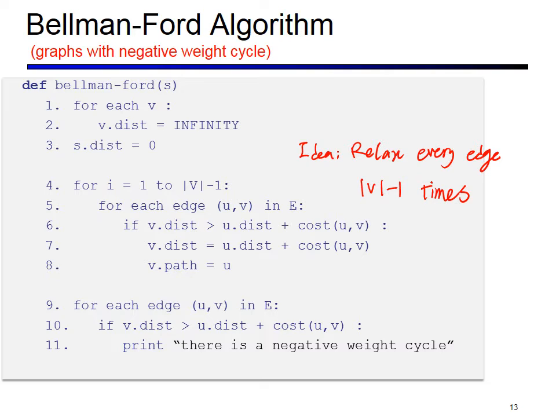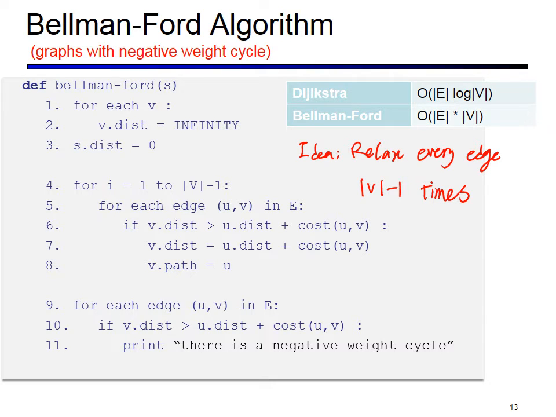But how do we know whether the graph has a negative weight cycle or not? We do one more last round of relaxation of all of the edges in lines 9 to 11. If as a result of this last round of relaxation, the dist field of at least one node is changed, then the graph must have a negative weight cycle.